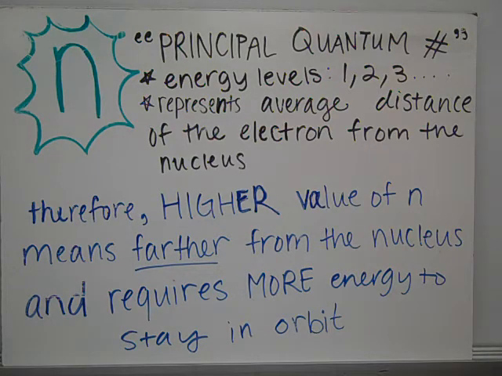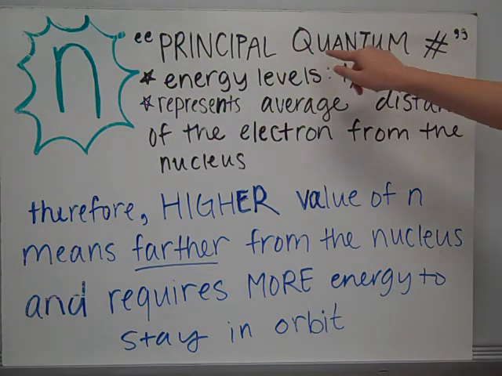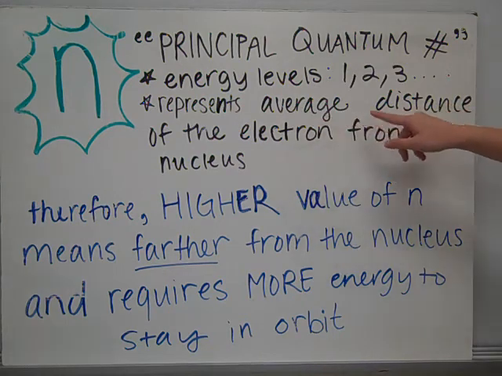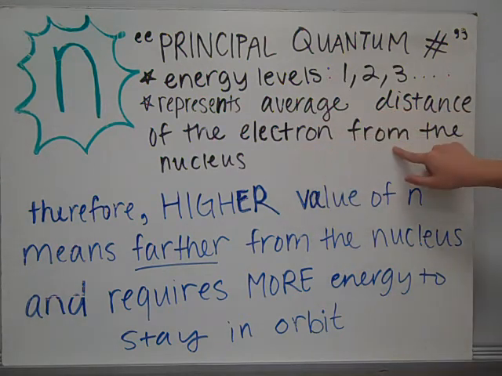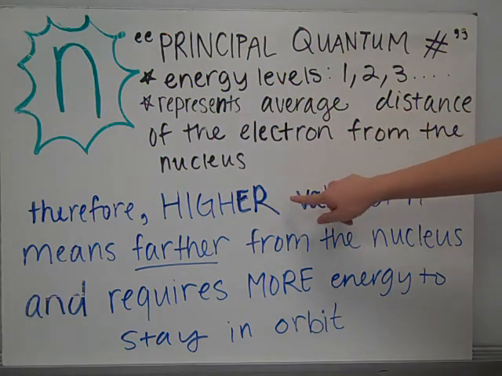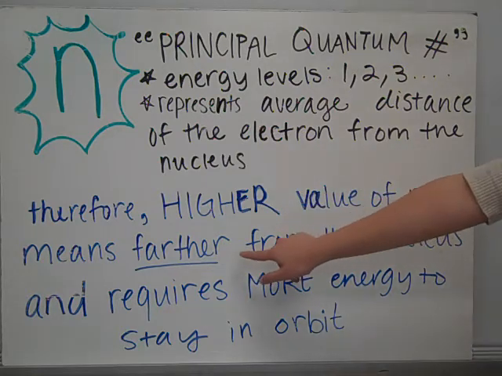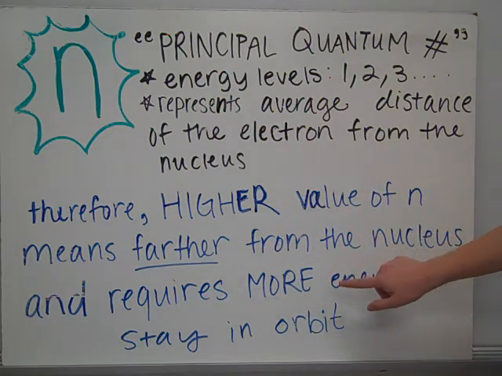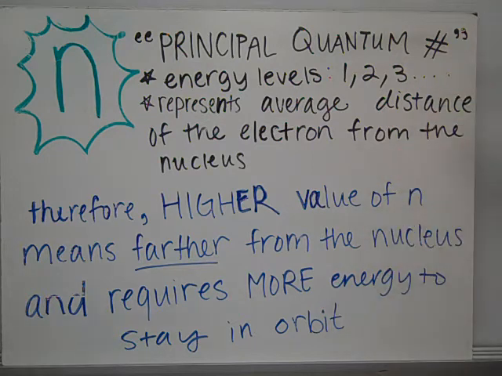The first quantum number is n, which is also called the principal quantum number. It represents the average distance of the electron from the nucleus. Therefore, a higher value of n means it's farther from the nucleus and requires more energy to stay in orbit. The values of n can only be 1, 2, 3, and so on, because they represent the energy levels.